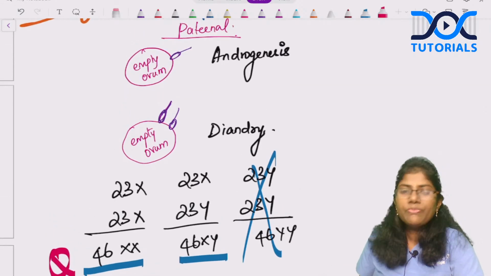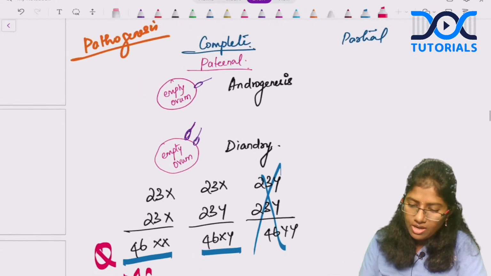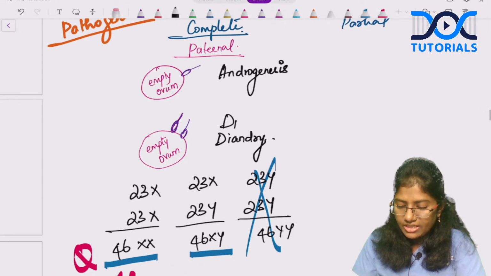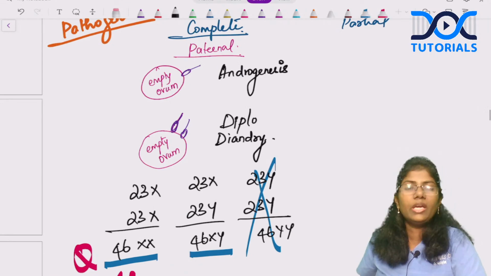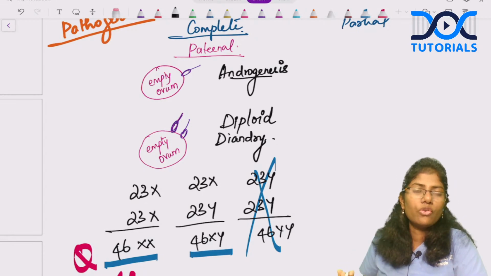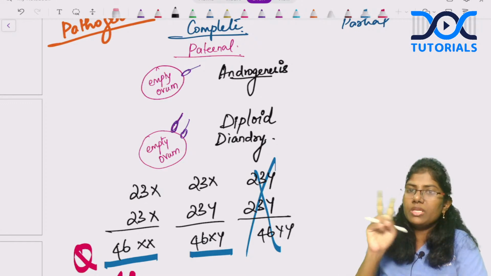Yes, right, Vicky. Because all the complete moles are diploid in nature, we call it diploid diandry. So androgenesis and diploid diandry both contribute to complete mole. Androgenesis means one sperm, diploid diandry means two sperms.